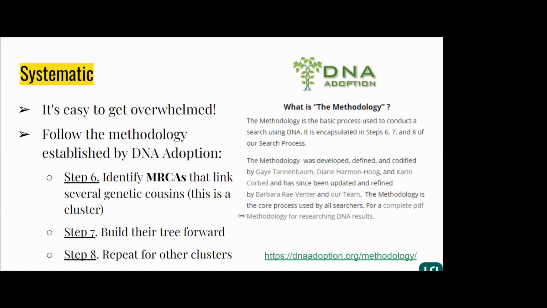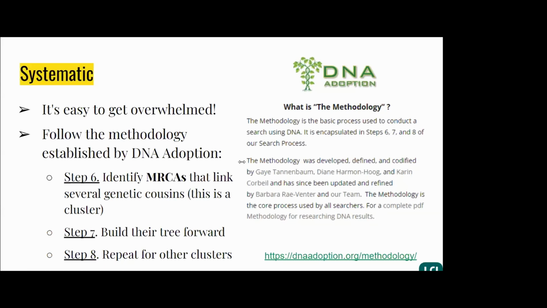And the final foundation before we start to look at techniques is to be systematic. It's definitely easy to get overwhelmed with this process. Most of us are not scientists or geneticists, and with all the new terminology and techniques that you learn as you go through this process, and with the very technical nature of DNA research, it is easy to get overwhelmed. Fortunately, everything we'll be looking at today can be boiled down basically to two steps.